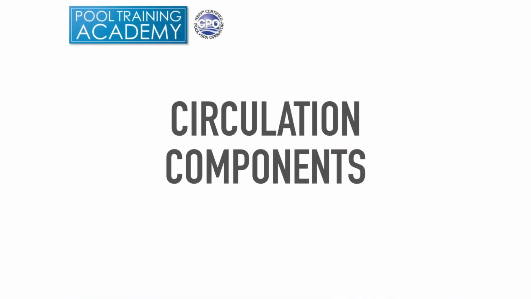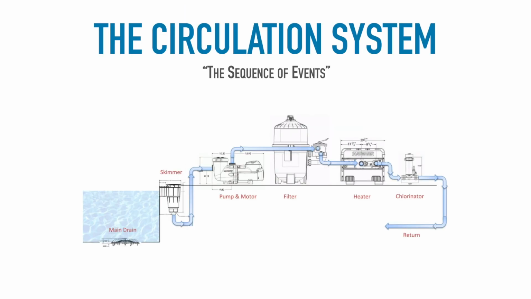Now let's go ahead and talk about our circulation components, all of the pieces of equipment that make this all work together. Now, as you can see on the screen here, we've got a sequence of events going. You're not going to be able to find this photo in your handbook, so just refer to it on the screen here.